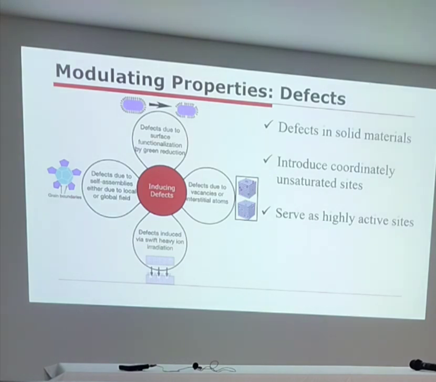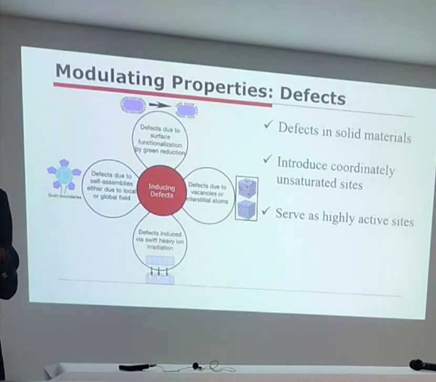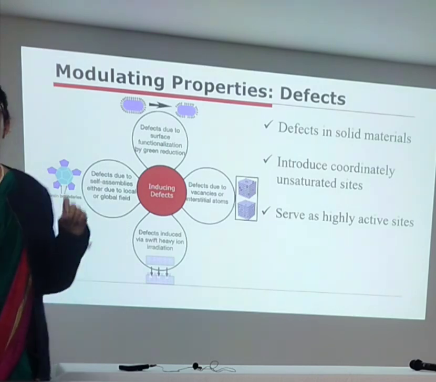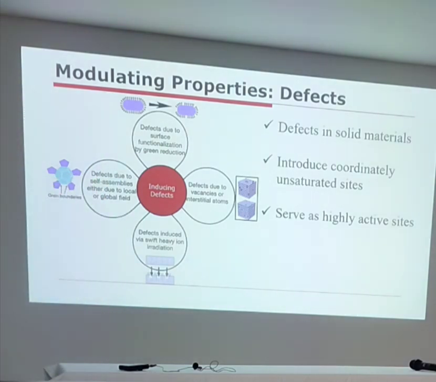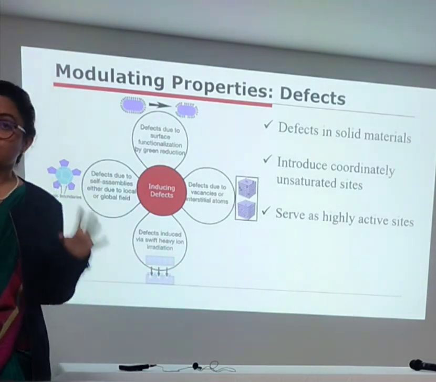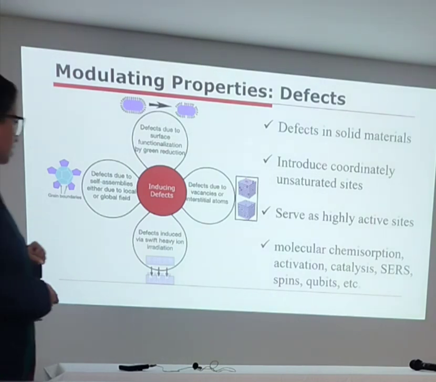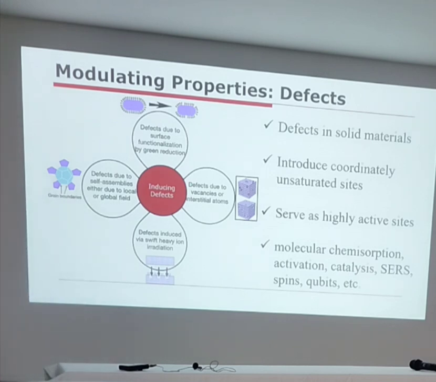Now instead of having a big copper catalyst or nickel catalyst or iron catalyst, what you now do is miniaturize these to nano size or even to a single atom. What exactly are you doing? You're increasing the surface to volume ratio. We keep saying nano deals with a large surface to volume ratio. Now imagine instead of nano, you're at the single atom level. You have enormously increased the surface to volume ratio in a given system, and because of that the reactivity enormously increases. Not just that, because of these highly reactive sites, you end up seeing molecular chemisorption, activation, catalysis, even SERS, surface enhanced Raman spectroscopy, which I will talk about, appears. Spins and qubits also start to play a role.